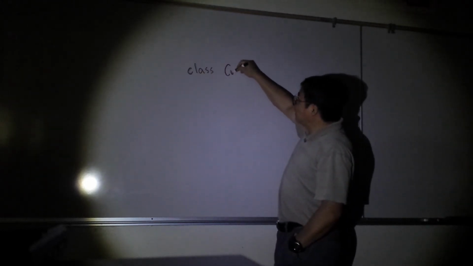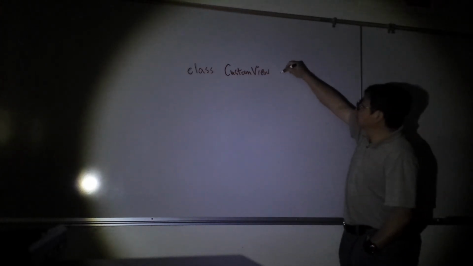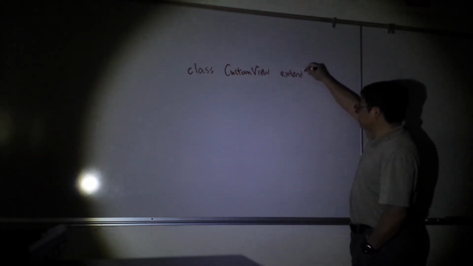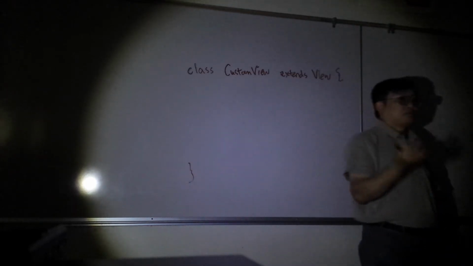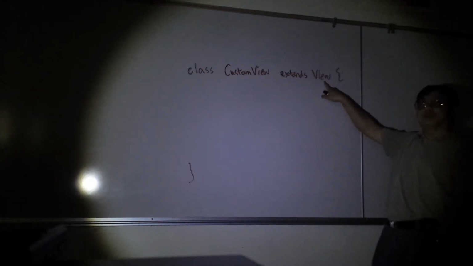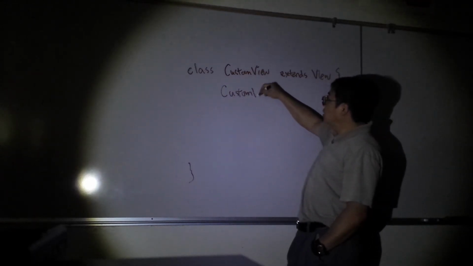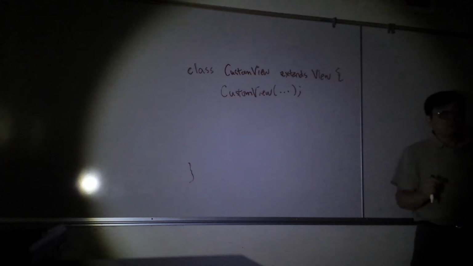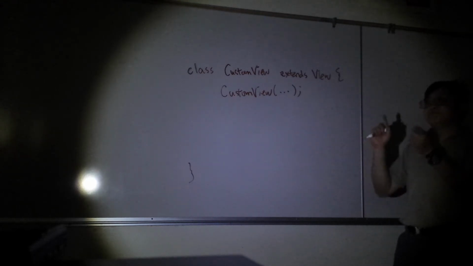Okay, so we have our custom view class that extends a regular view. Inside here, we have the 3 constructors that we have to specify. There are 3 constructors already defined in the superclass View, so CustomView has to define all 3 types as well, because those are needed by the Android application framework when you integrate this custom view into your activity.